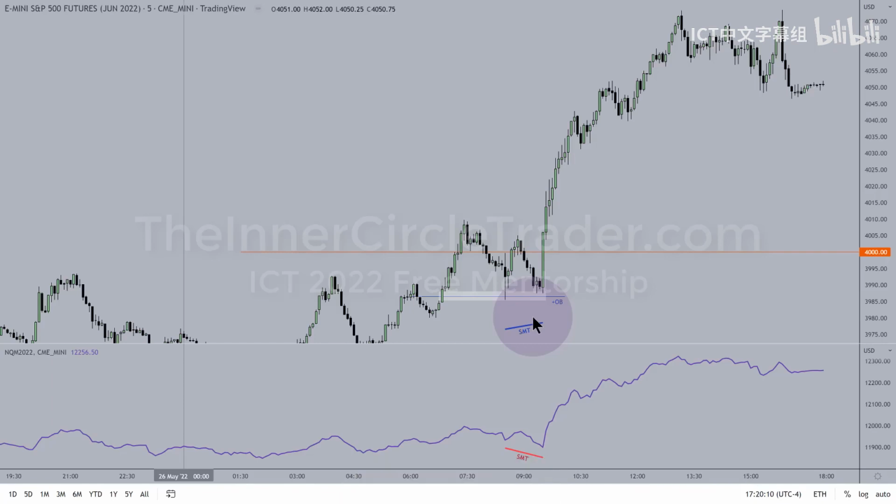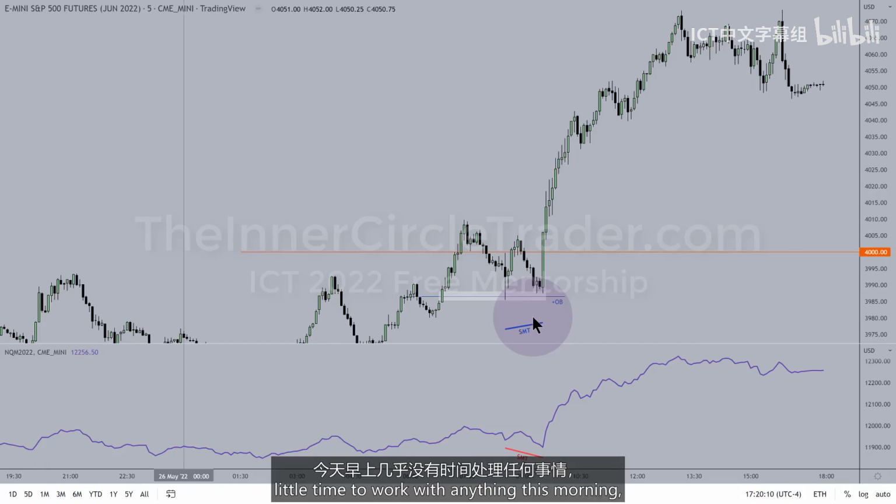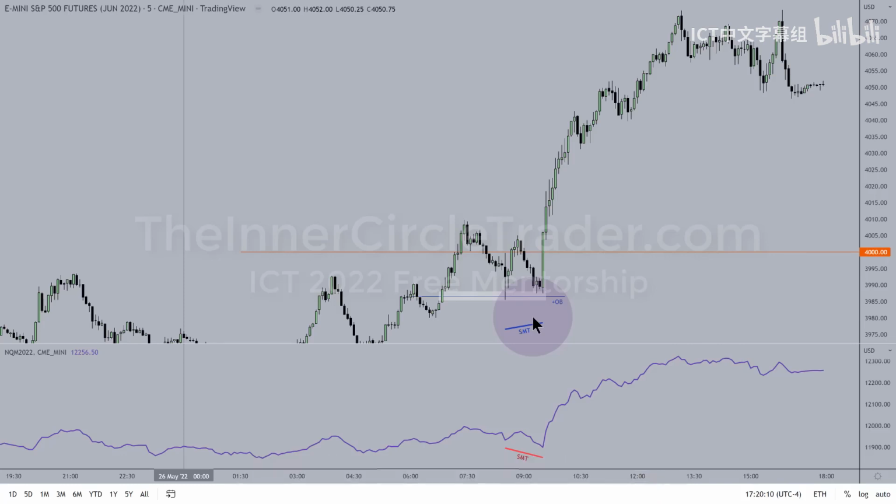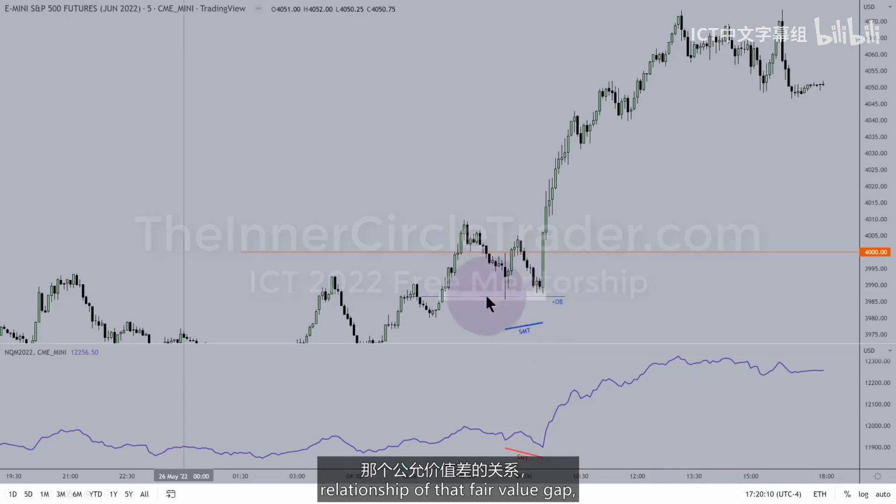Okay, the bias has been bullish. And for my framework, for my setup, because I gave you 4,000 and I had very little time to work with anything this morning, I just hurried up and saw the chart. I missed the actual ideal entry. I just used a close proximity entry with an order block. And there you go.